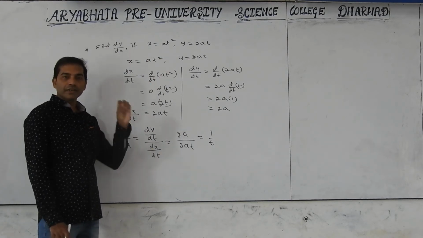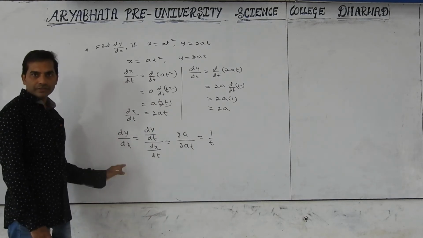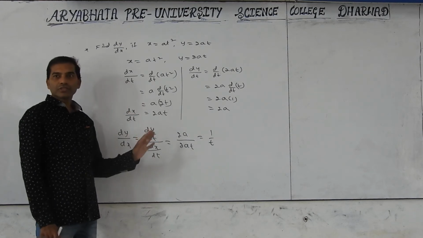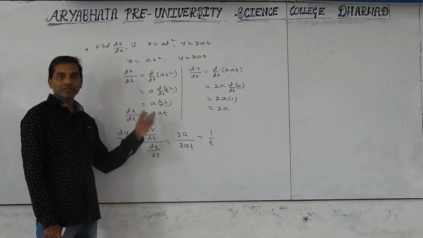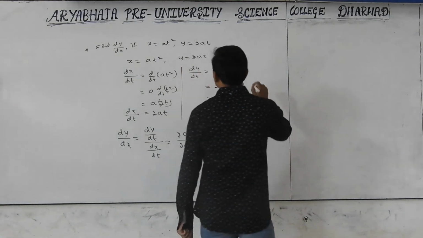Okay, a most important compulsory theory question from the parametric equations, a 3 marks question they will ask. In any paper you see, without this parametric question, there is no question paper. Compulsory question. Okay. Next.